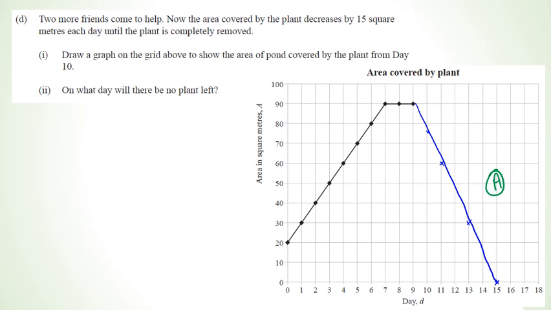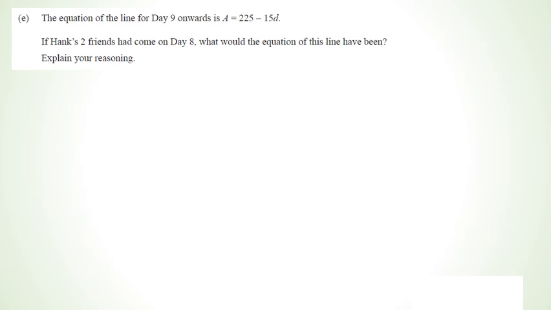All right, so that's part 1. Part 2 is on what day will there be no plant left. So I'm looking at when it equals 0. And you can see that it equals 0 when it's day 15. So I'll just write in day 15 for part 2, and that should get you an achieved grade as well. So a couple of nice easy achieved questions here. Okay, so let's go to the next one.